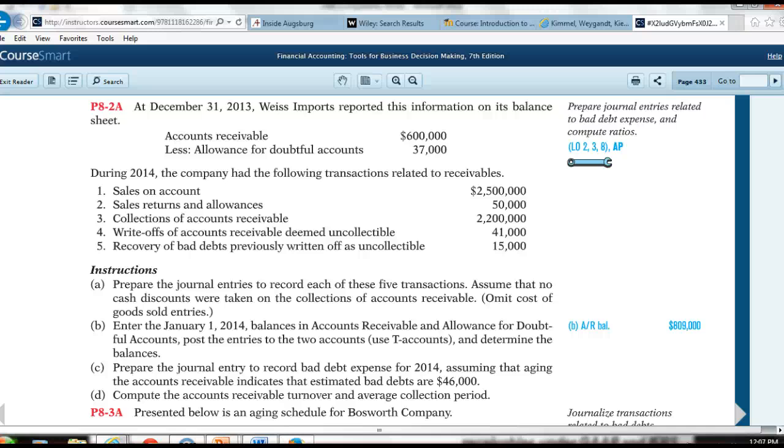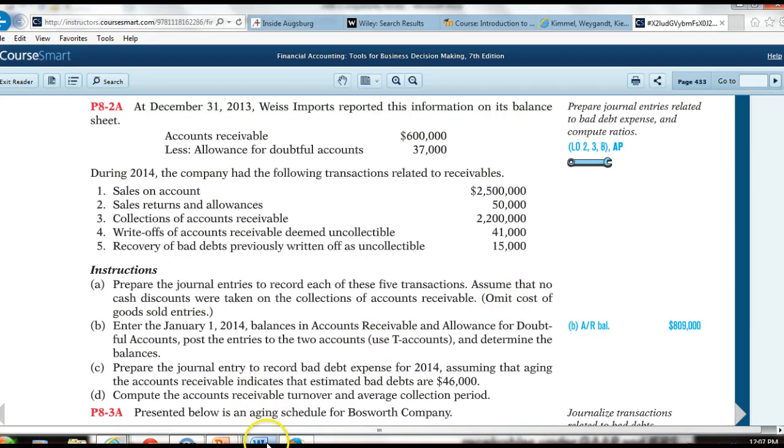During 2014, the company had the following transactions related to receivables. We show our sales on account, $2,500,000, sales returns and allowances, $50,000, collections of $2.2 million, write-offs of accounts receivable deemed uncollectible, $41,000, and recovery of bad debts previously written off of $15,000. Each one of these transactions we need to prepare journal entries for.